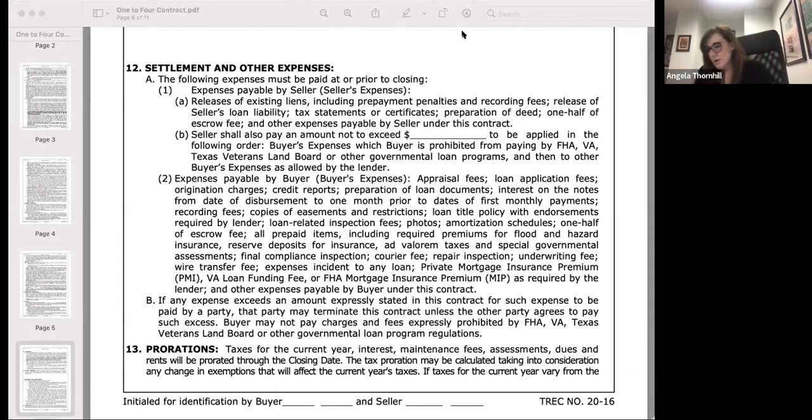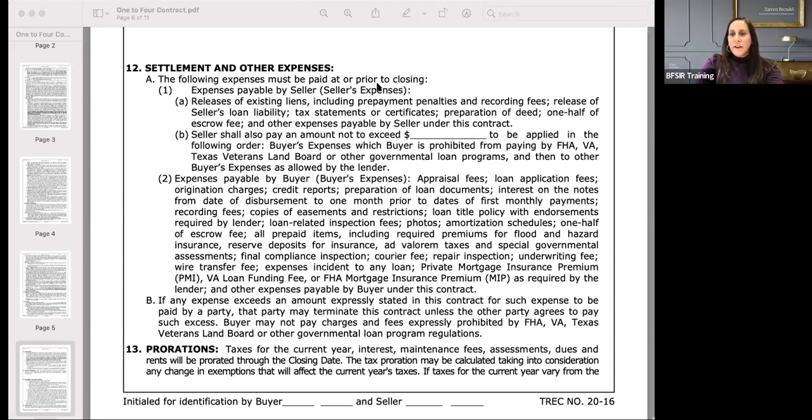Where we do see this section come into play is on the amendment. When you're negotiating repairs, it'll reference this. So you'll say in lieu of repairs, they're going to just give you $5,000 instead of having the plumber come out. So 12A1B is just a number that you guys should know, because it's built into the amendment.